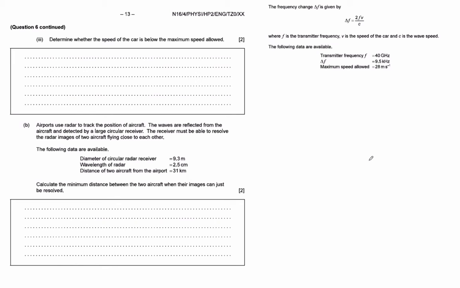All right. Determine whether the speed of the car is below the maximum speed allowed. Well, let's figure it out, right? Okay, so does it look like they maybe just want you to plug numbers into a formula? Right, so the change in frequency is 2 times whatever frequency it is times V over C, right?